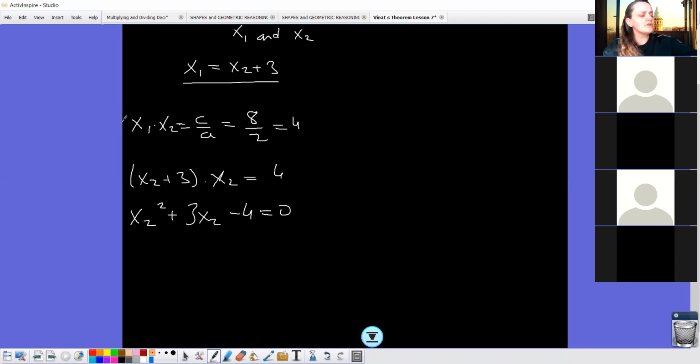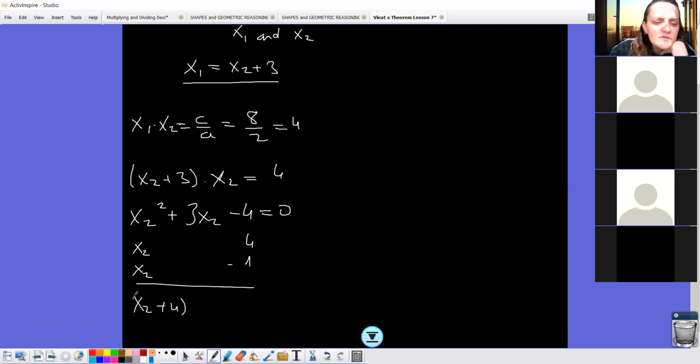Can we solve this one with factorization? Yes. x2, x2, here you have plus 4 and minus 1. When I cross multiply, I will get 4x2 minus 1x2, which is 3x2. Then we get x2 plus 4 times x2 minus 1, which is 0. x2 is equal to minus 4. x2 is equal to 1.